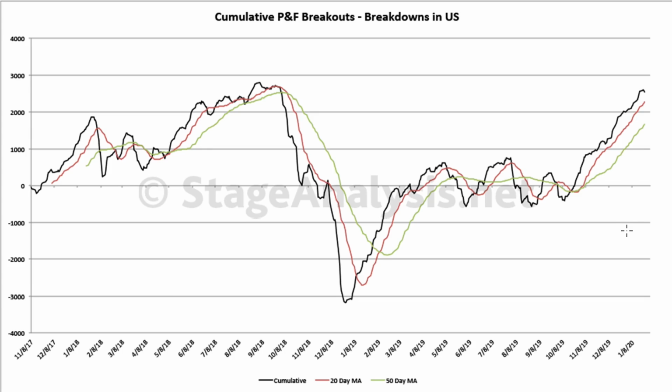Next, we've got the cumulative point and figure breakouts minus breakdowns in the US market. This is another one I do manually each day. I get the amount of double top breakouts and the amount of double top breakdowns, and I get a net figure of both, and I chart numerous charts to do with the P&F breakouts minus breakdowns, and this is the cumulative chart version. So it obviously gives you a lovely equal weighted view of the market and what's really going on.